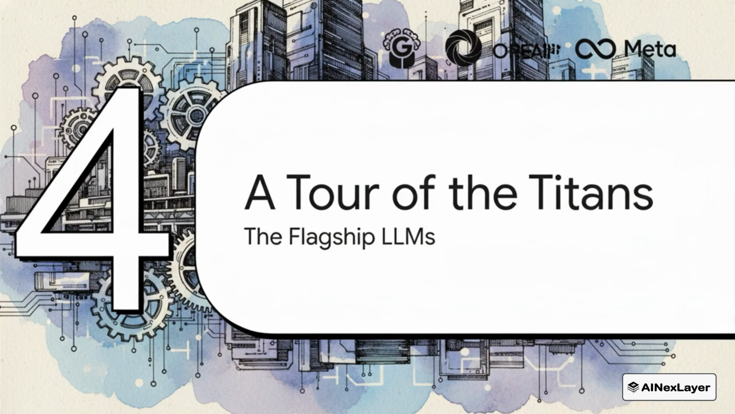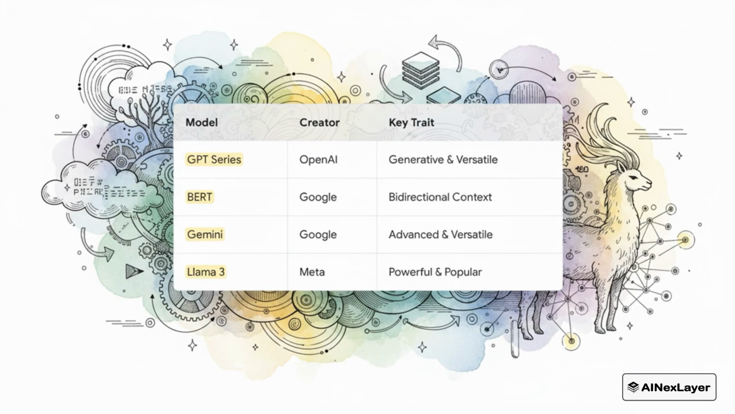This breakthrough architecture is the foundation for all the major players in the field today. So, let's take a quick tour of these industry titans. So this gives you the landscape of the major players. You have OpenAI's GPT series, famous for being generative and really excelling at a huge range of tasks. Then there's Google's BERT, which was a game changer because of its bidirectional approach, meaning it reads text from left to right and right to left to get a much deeper context. Its successor Gemini builds on that foundation. And of course, there's Llama 3 from Meta, another super powerful and very popular family of models.